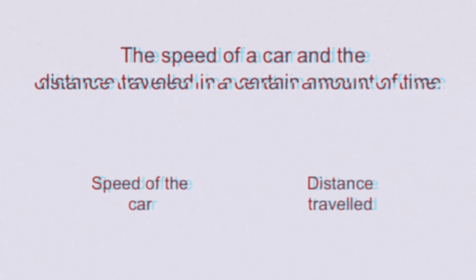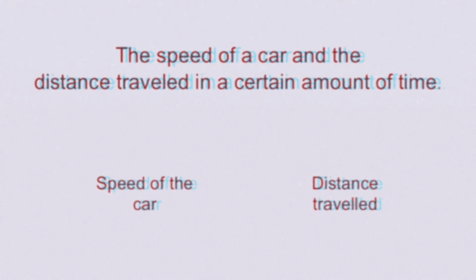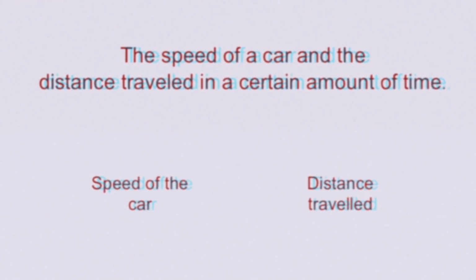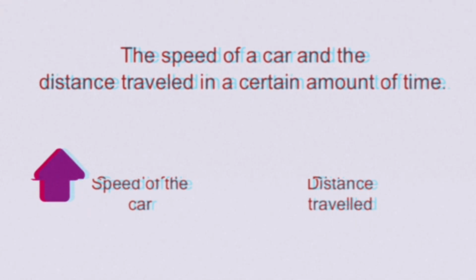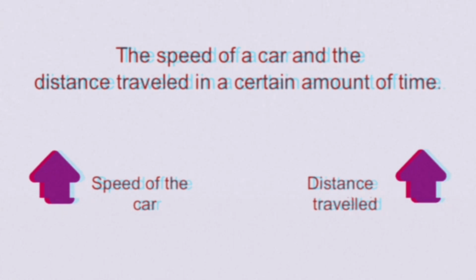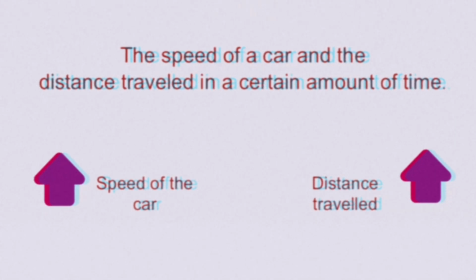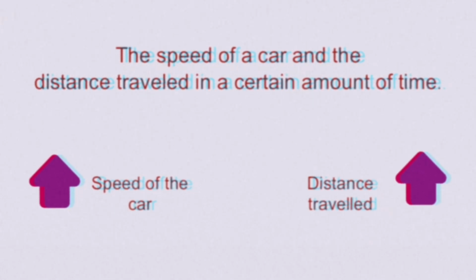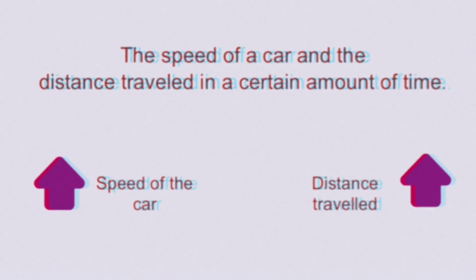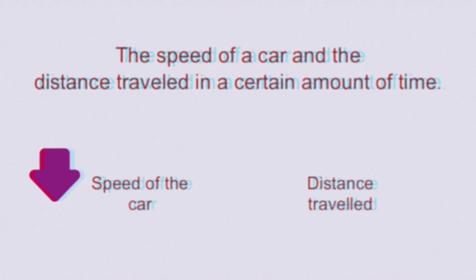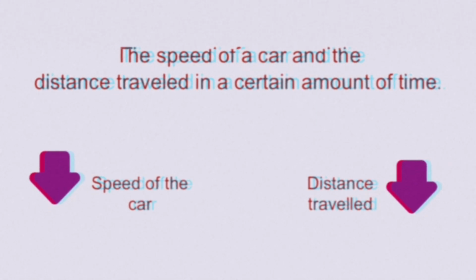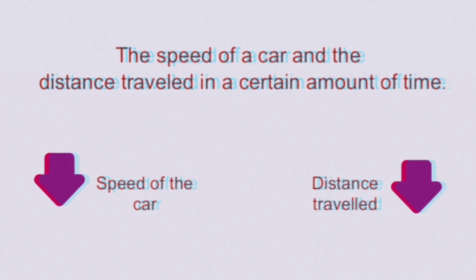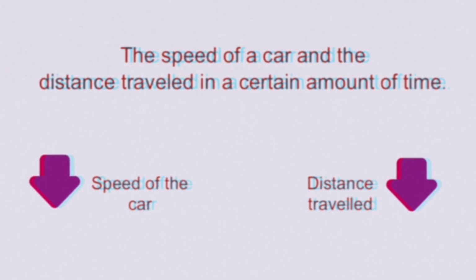The speed of a car and the distance traveled in a certain amount of time are directly proportional to each other, which means that if a car travels faster, then it can travel more distance. It can cover more distance at a given certain time. On the other hand, if a car travels at a slower speed, then it can cover less distance. This tells us that the speed of a car is directly proportional to the distance it traveled at a certain amount of time.